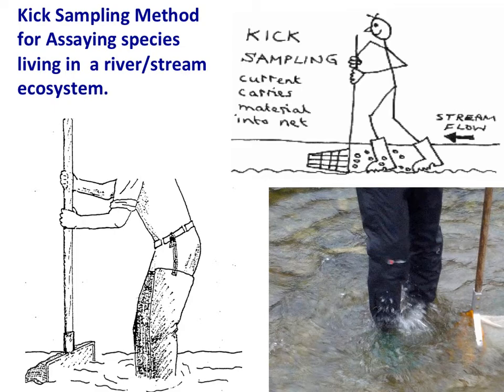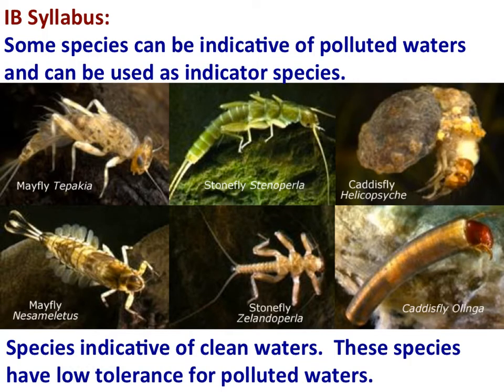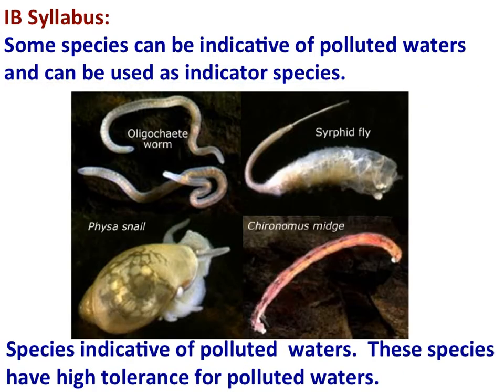Invertebrates, insects, and worms living on the stream bottom can be collected as the current carries the invertebrates into the net. The species seen in these photos are indicative of clean water. These species have low tolerance for polluted water. Indicator species are an indirect measure of water cleanliness. The species seen in these photos are indicative of polluted waters. These species have high tolerance for polluted water. Indicator species are an indirect measure of water pollution.